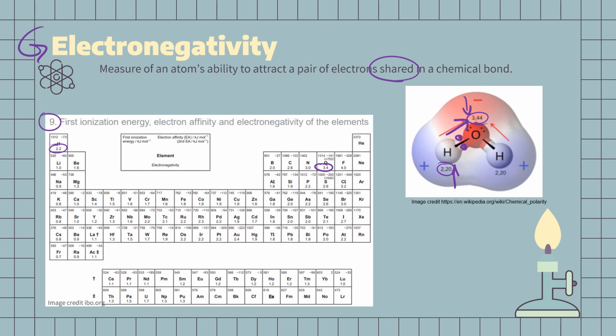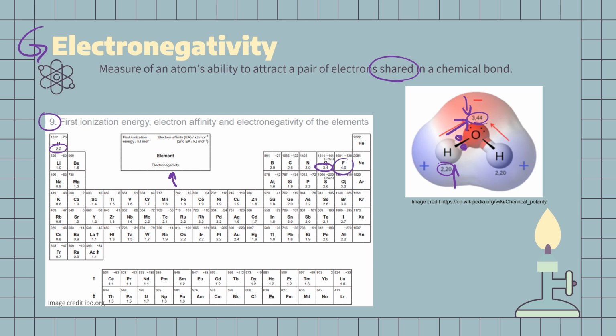This is the idea of electronegativity. So we're not stealing and we're not gaining, we're pulling on shared pairs of electrons. Notice that there is no unit given for electronegativity. It is a relative scale. There was a scientist, Linus Pauling. He put together a scale.